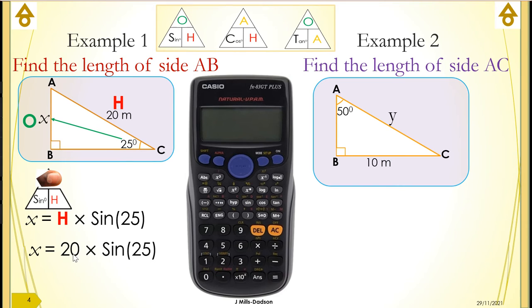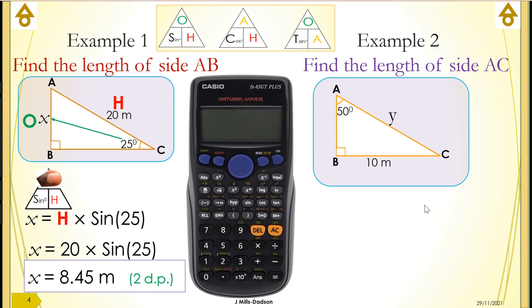I would prefer to write a number first before sine. The reason is that if you're not careful, when you are keying on the calculator, if you don't close the bracket after 25 before saying times 20, you may get it wrong. So to avoid it, always write a number first when it's times before the sine or cosine or tangent. That will help you avoid such a mistake. So x is equal to 8.45 meters.